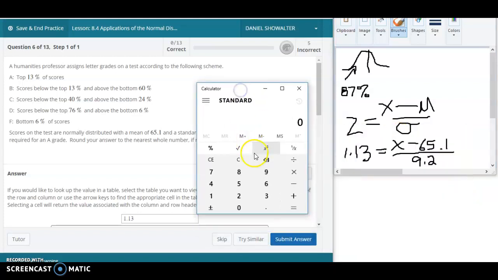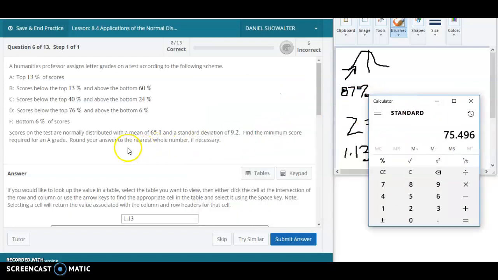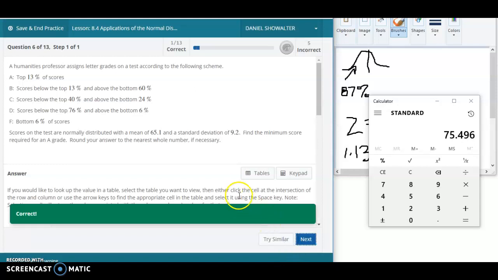So let me pull that over here. I'm going to take 1.13 times, I'm multiplying both sides by 9.2. So that gives me 10.396 on the left side. On the right side, I would still have the x minus 65.1. So I'm going to add 65.1 to both sides, and that would give me an x value of 75.496. It says nearest whole number, which would just be 75. So I'm going to submit that answer here.